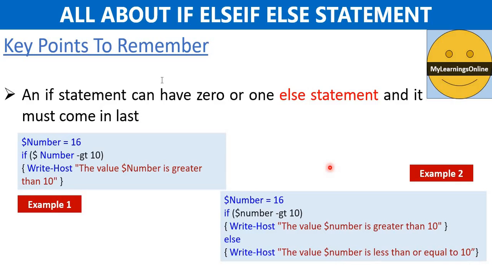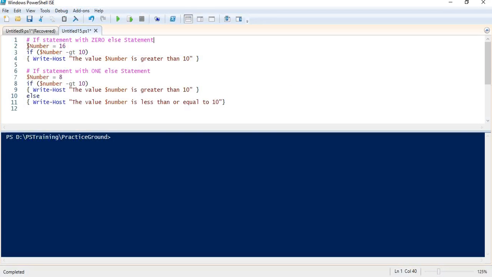Let's see a quick demo. I have written this code beforehand in the interest of time. So I am creating a variable number and assigning a value of 16 to it, and here I am trying to compare this number with 10 and I am evaluating if this condition is true, then execute this code.